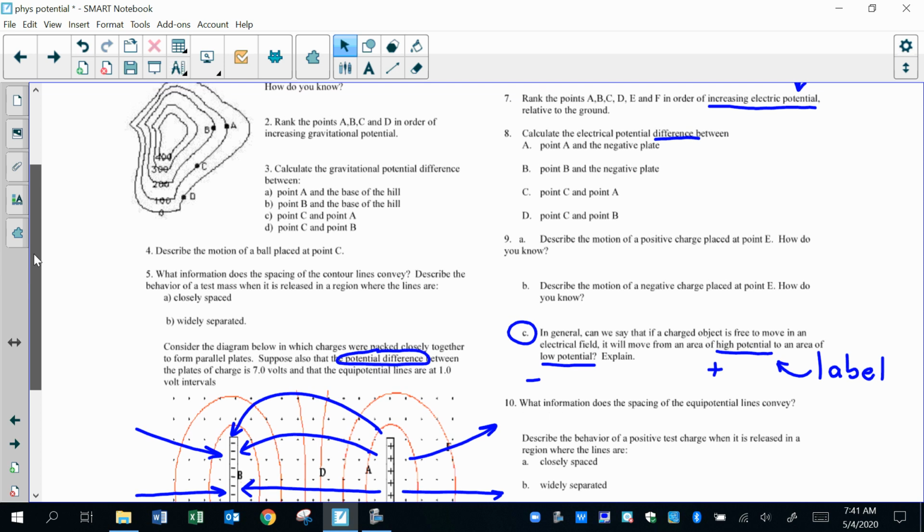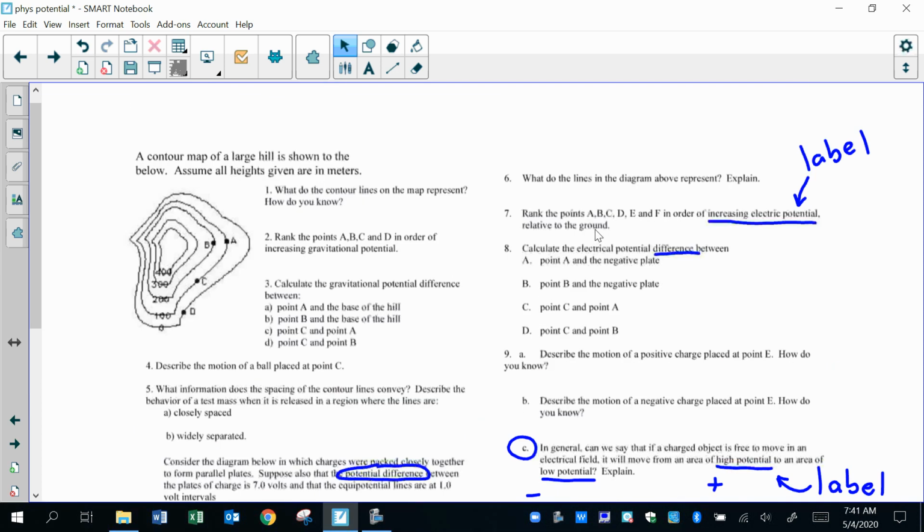If I scroll up, rank A, B, C, D, E, and F in order of increasing electric potential. I routinely call potential a label. This spot on the floor is 5 volts. That spot over there is 8 volts. I can tell you the difference when I go from 5 to 8. I can tell you the difference when I go from 8 down to 5. One's a positive, one's a negative. So voltage is a label, and then we look at the difference between those locations to get our potential difference. So calculate the difference between our locations, our labels.